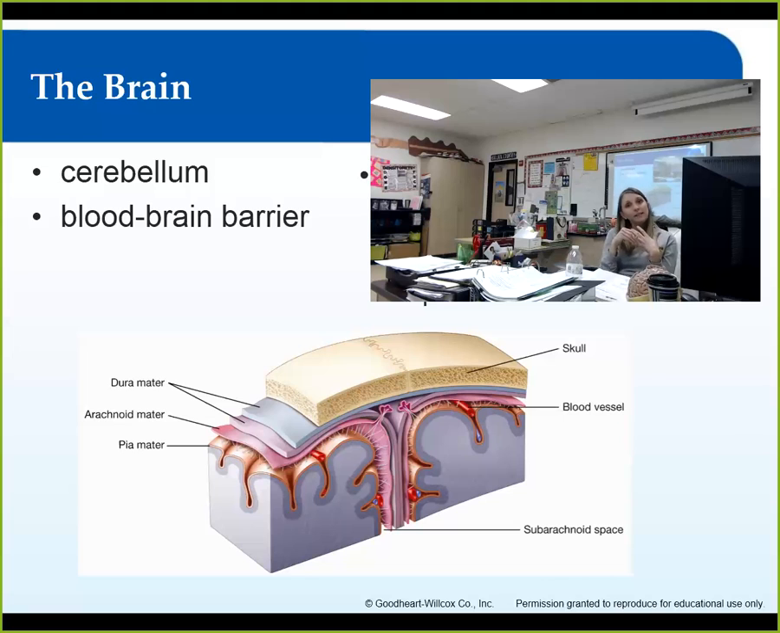But there's a lot of things that can't. A lot of toxins can't get to your brain that might get to your other cells. They can't get through because the walls of the capillaries in the brain are a lot tougher than in other areas of the body.